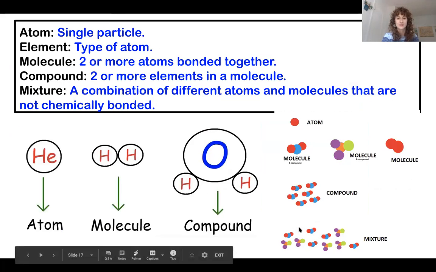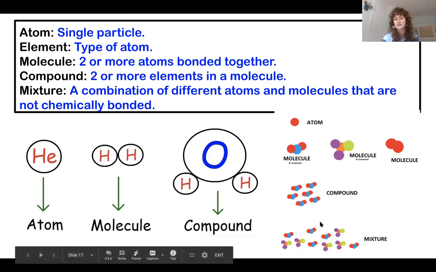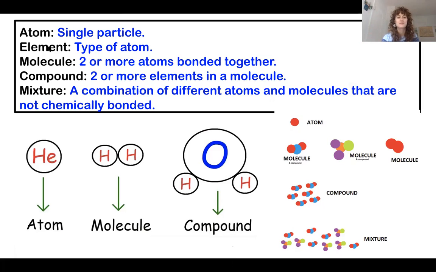Okay, so what are they? Well, an atom is just a single particle. So this is an He atom. We can have an atom of any element, but it's just the one singular little building block. An element is just a type of atom. So see in this diagram, we have red, blue, purple, orange, green. These are all different elements. They can come in different sizes. They can have different properties. So an element is just a name for different types of atoms.